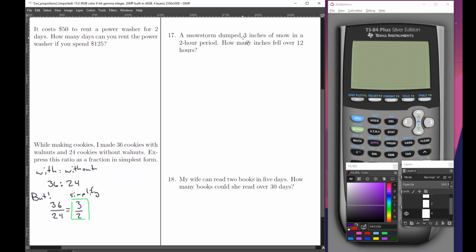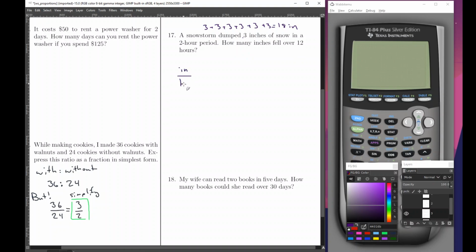A snowstorm dumped 3 inches of snow in a 2-hour period. How many inches fell over 12 hours? A lot of people would want to say that 2-hour period, 12 hours, that's 12 divided by 2, 6 times this 3. So I need to repeat this 3 inches 6 times. So it's going to go 3 inches, 3 inches, 3 inches, 3 inches, 3 inches, 3 inches, 18 inches of snow. If we set that up as a proportion, it's going to look like this.